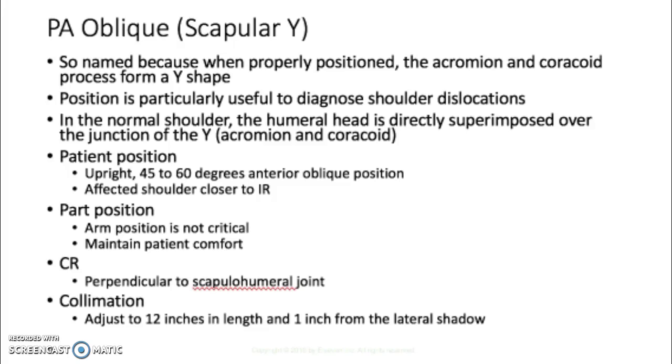The PA oblique of the scapula or the shoulder is the Y view. It's called the Y view because the acromion and the coracoid process form a Y shape with the body of the scapula. The normal position for the humeral head is directly superimposed over the junction of the Y. Typically, if there's a dislocation, it will not be right at the junction of the Y. So I have some pictures of those all on another slide that you'll be able to see.